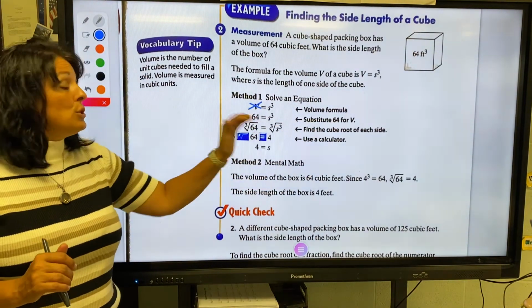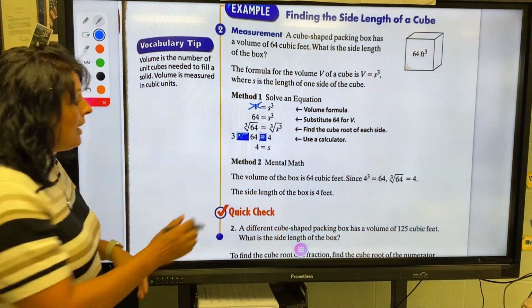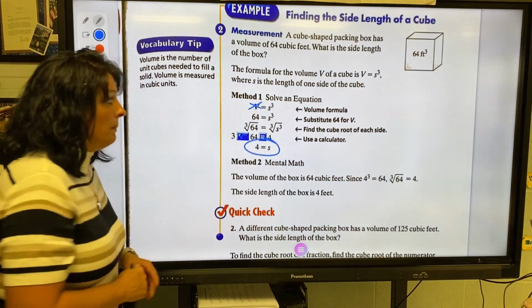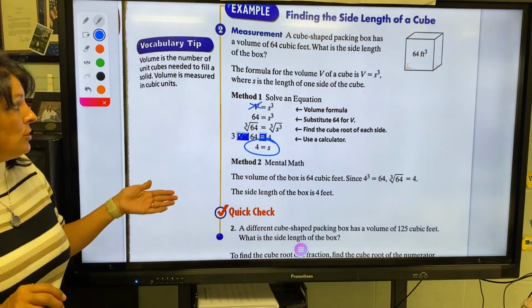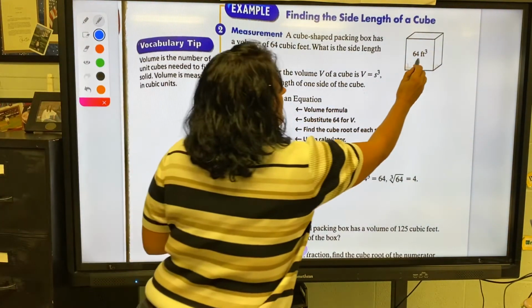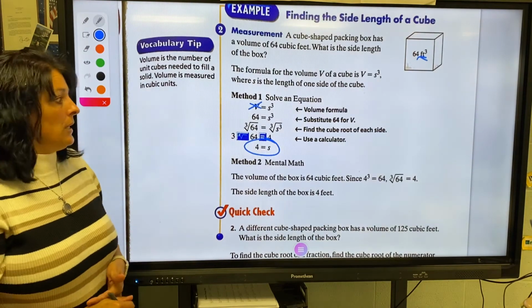So I have to cube root that so I can find out what just one side is. And my calculator tells me it's 4 units. Remember, it's not units squared or cubed, it's just units. And I think this one tells us it's feet, so it would be 4 feet. That's a pretty big package.